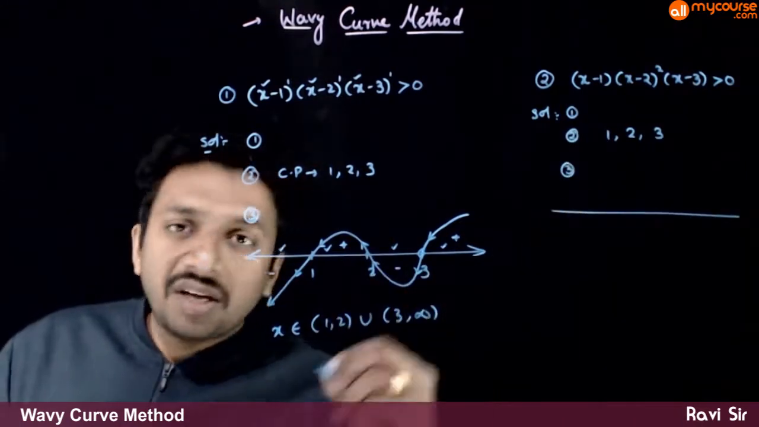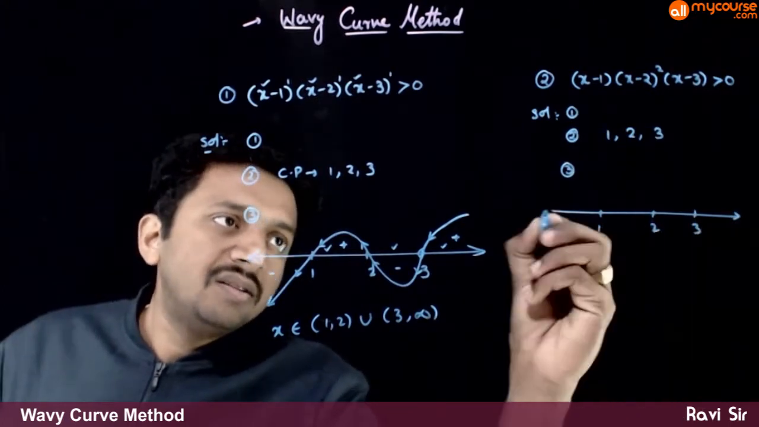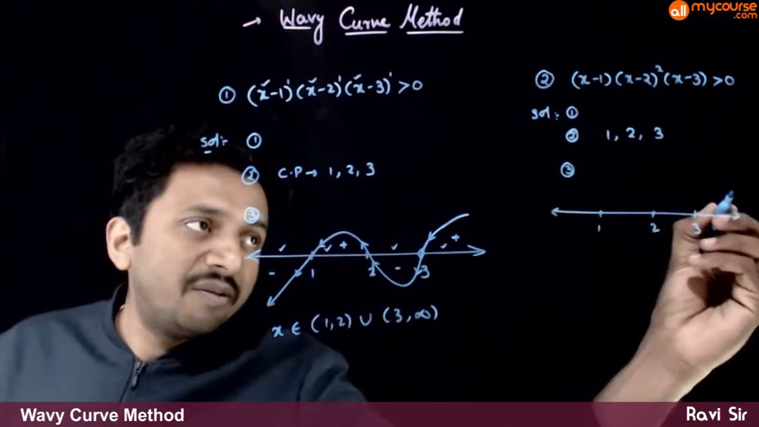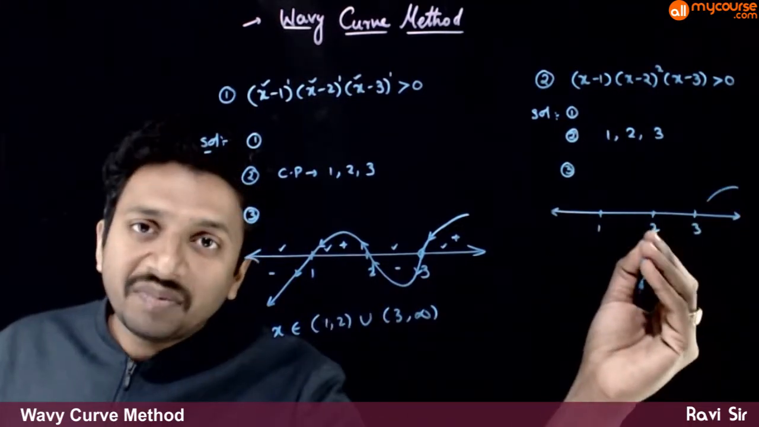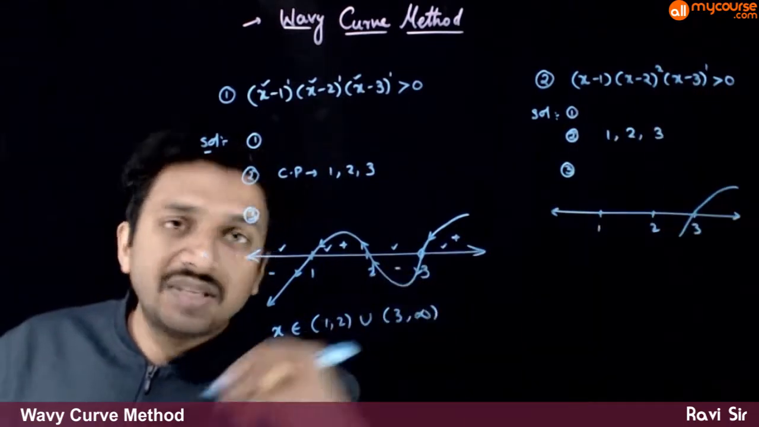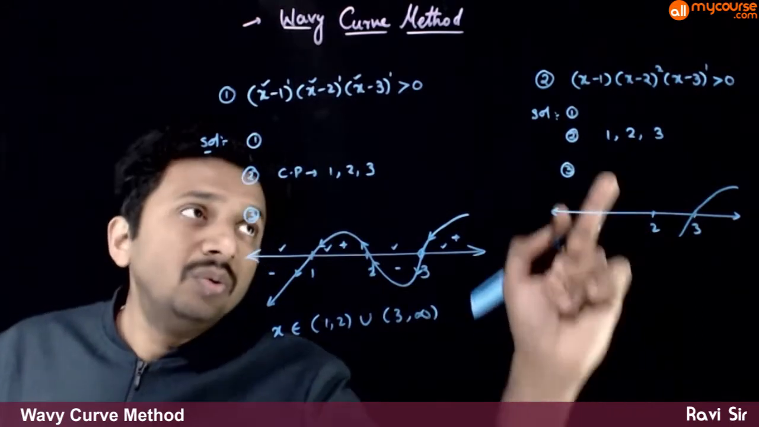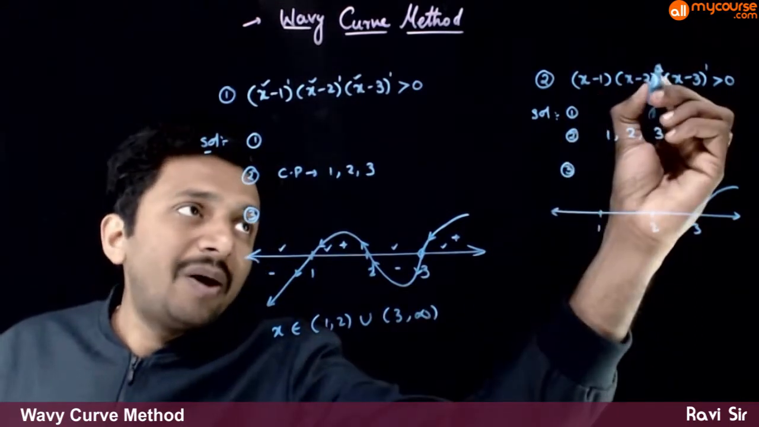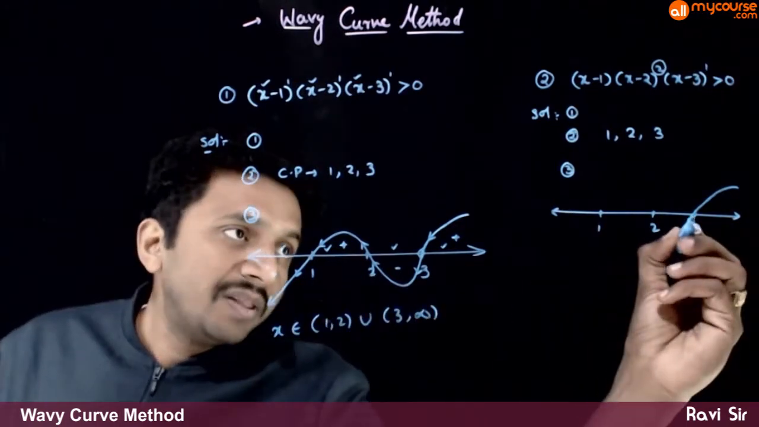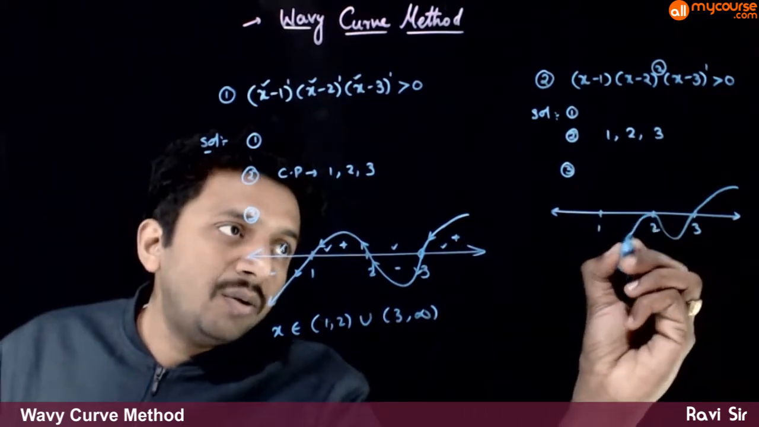Now let us go to the third step. Let us draw the wavy curve. Let us identify 1, 2, 3. So you're starting from above the real number line. You start from this. So what happens at 3? The power of x minus 3 is odd. That means sign change happens at x is equal to 3. What happens at x is equal to 2? x minus 2, the power is even. That means the sign does not change at x is equal to 2. That means the curve which comes from the negative side again goes to the negative side.